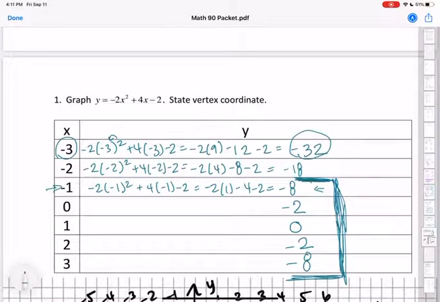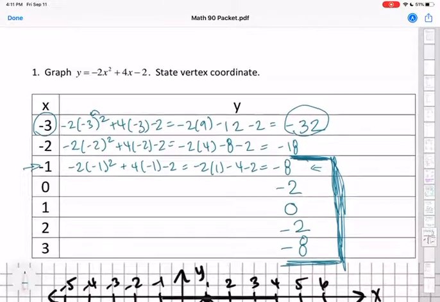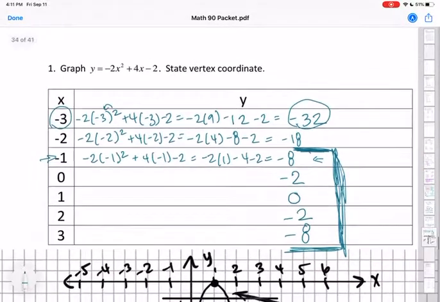So go ahead and hit pause. I'll show you the top part of mine so you can get an idea of how big I made my graph, but it doesn't have to be exactly the same. So hit pause, give it a try. All you have to do is just plot the points, okay? Don't connect the dots yet. Just plot the points, come back when you're ready.